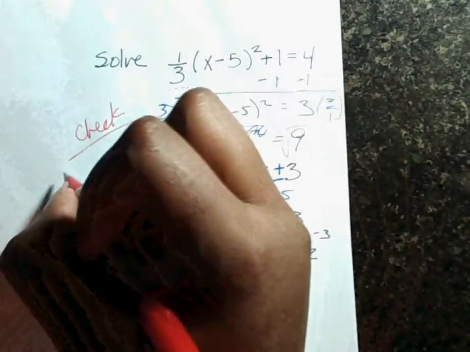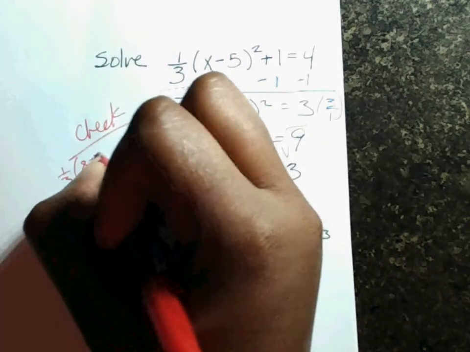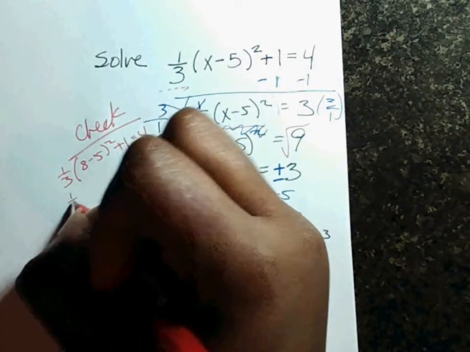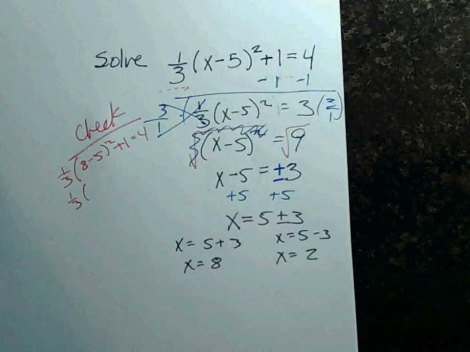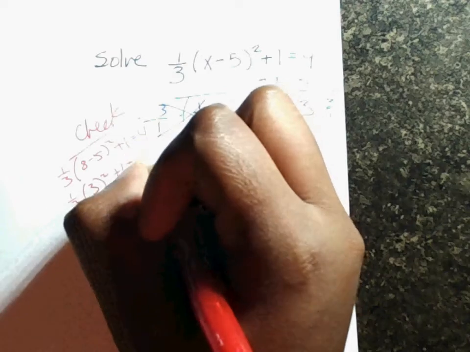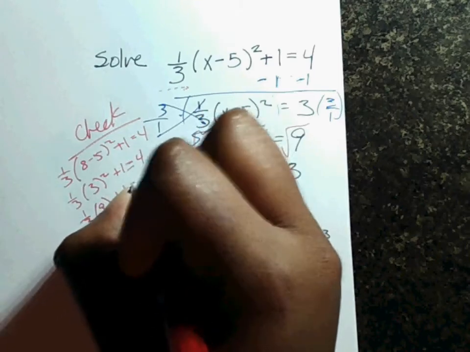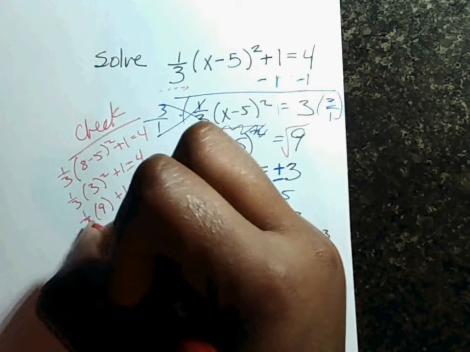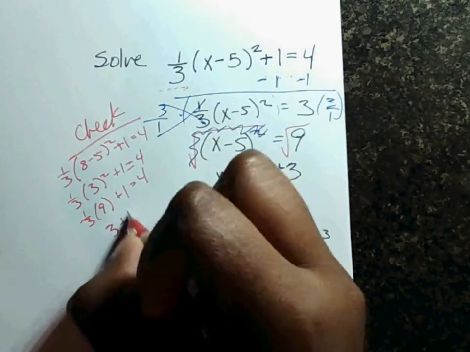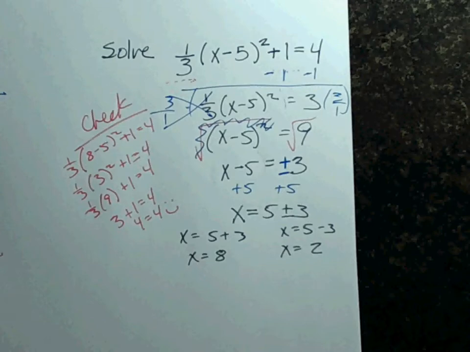Here we go. I'm going to try 8 first. Okay, so 8 minus 5 is 3, squared is 9, and 1/3 of 9 is 3. This one works, so I know this one is my answer.